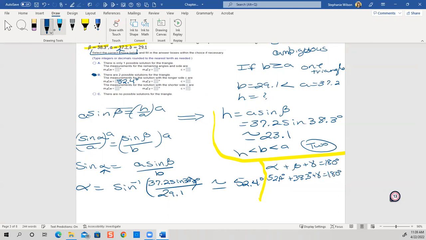Now I'm going to add up the alpha and the beta. So let's add it up. We get 52.4 plus 38.3. That gives me 90.7 plus that gamma equals 180 degrees. We're going to subtract the 90.7 from both sides.